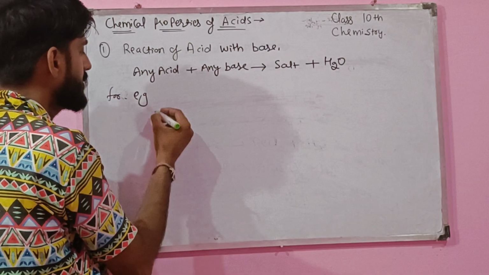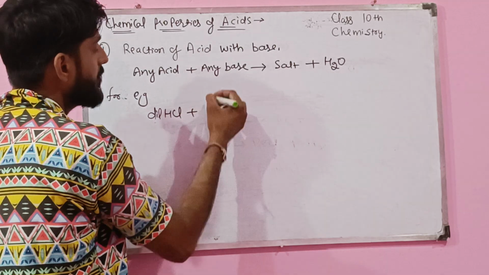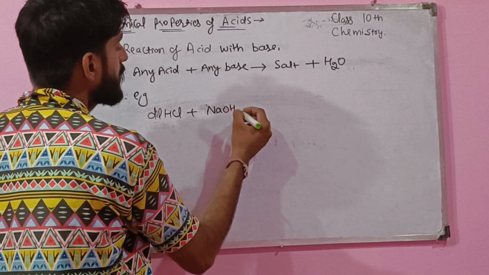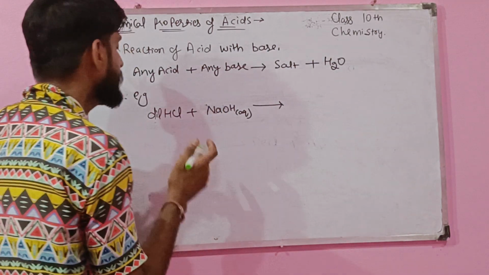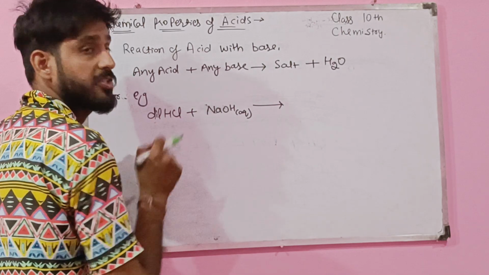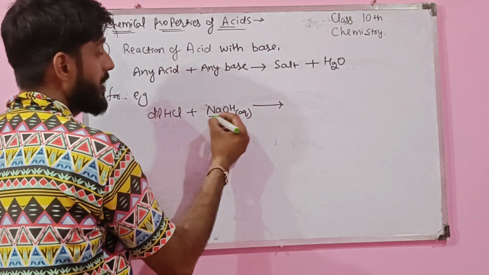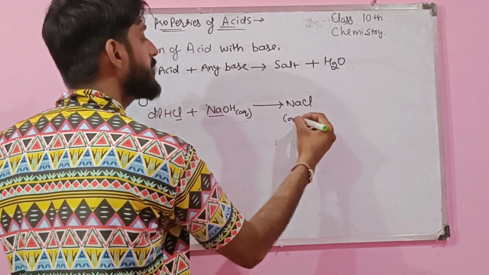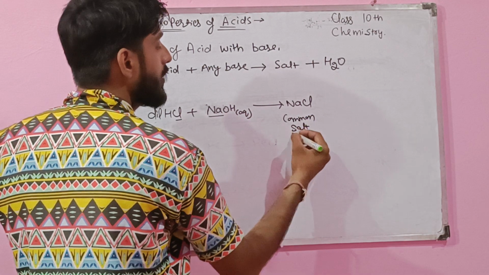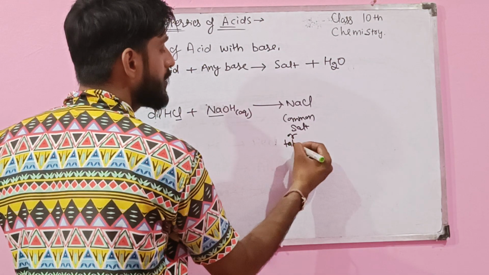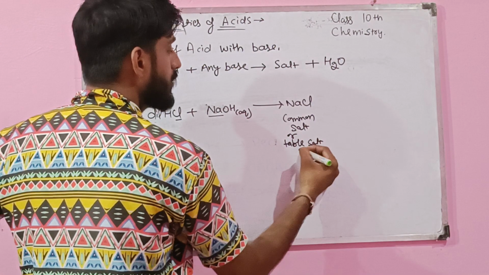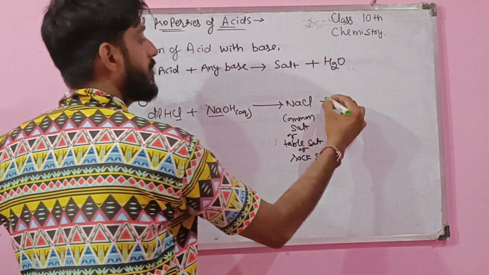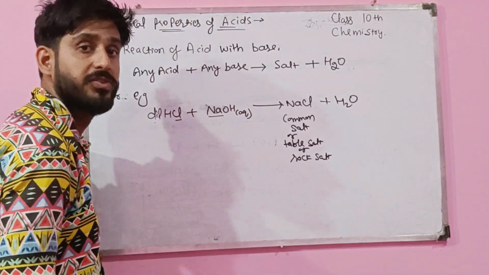When we take an example, like dilute HCl reacting with sodium hydroxide, NaOH, then a reaction takes place, and here a double displacement reaction occurs. Na reacts with Cl and forms sodium chloride, which is common salt, and another name of this salt is table salt or rock salt. And water is also formed in this reaction.